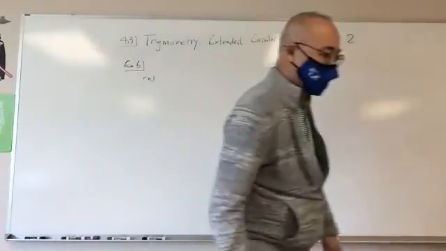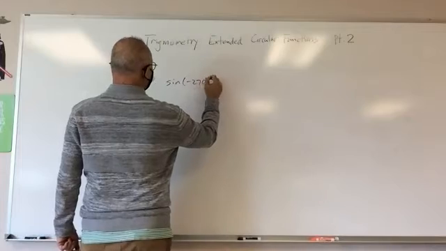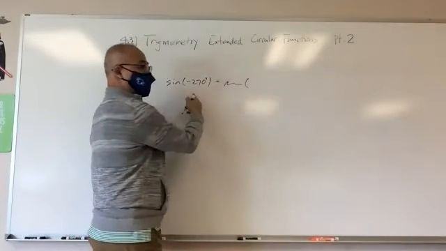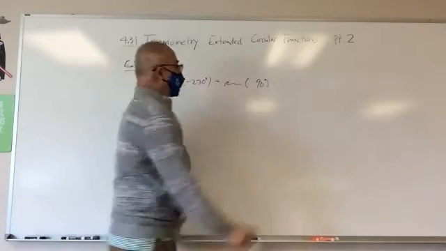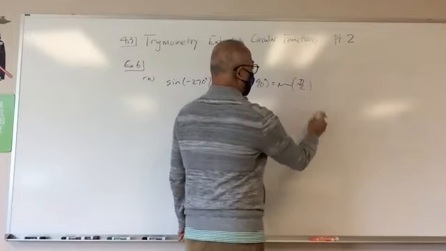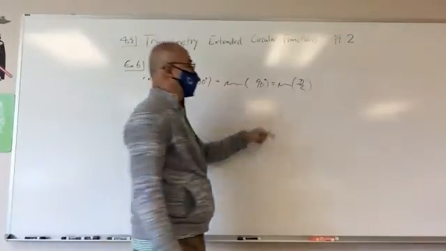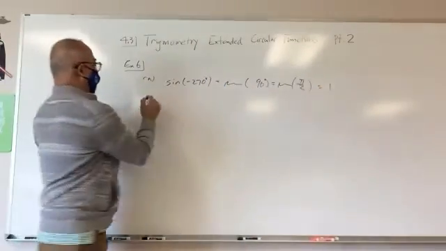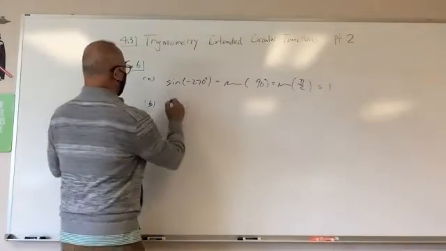A, we have sine of negative 270, which is the same as sine of, if I add 360, 90, right? Which in radians is pi over 2, because it's half of 180. Pi over 2, and this is going to be equal to 1.